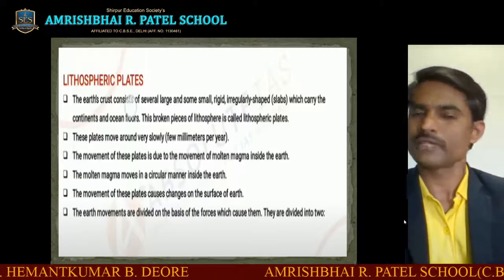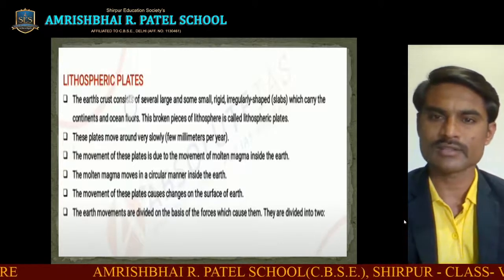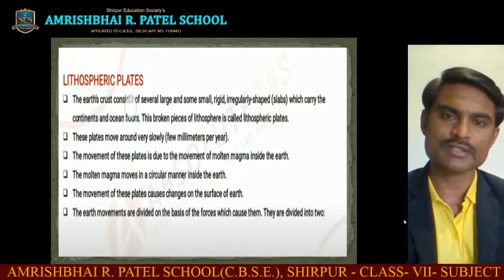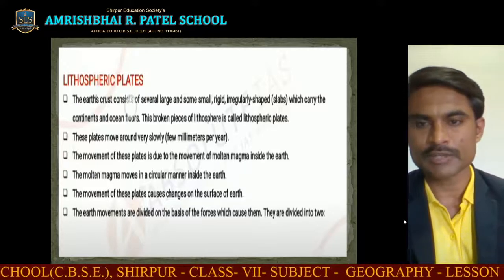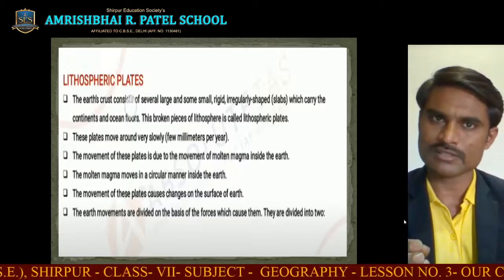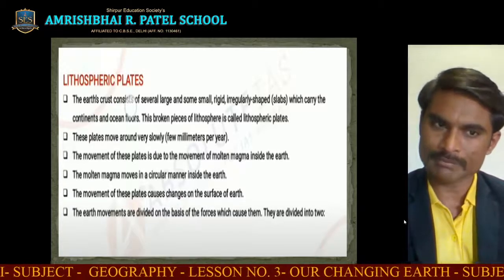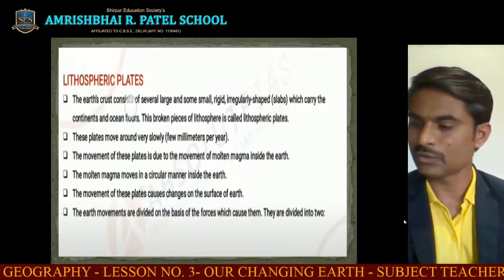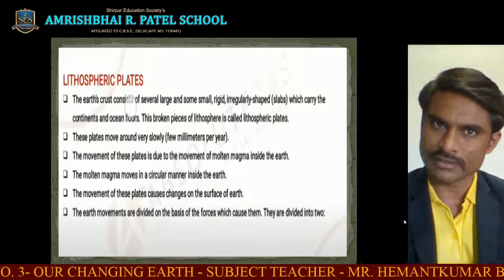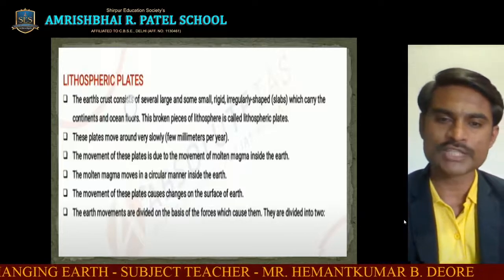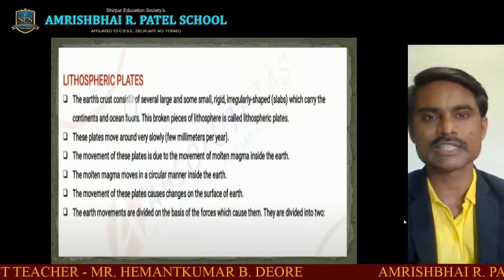The earth's crust consists of several large and some small rigid and irregularly shaped slabs which carry the continents and the ocean floors. These broken pieces of the lithosphere are called lithospheric plates. These plates move around very slowly, just a few millimeters per year. The movement of these plates is due to the movement of the molten magma present inside the earth, as I have already told you. The molten magma moves in a circular manner inside the earth. We have studied the activity regarding the same. The movement of these plates causes changes on the surface of the earth.